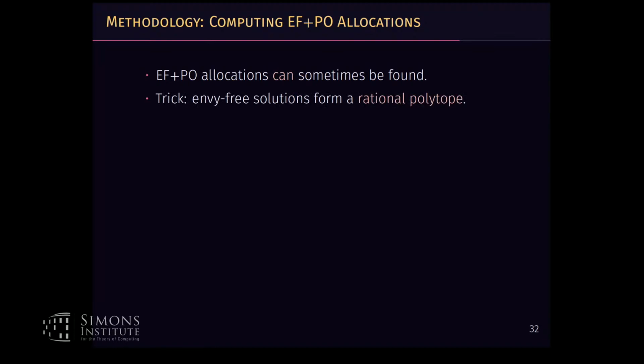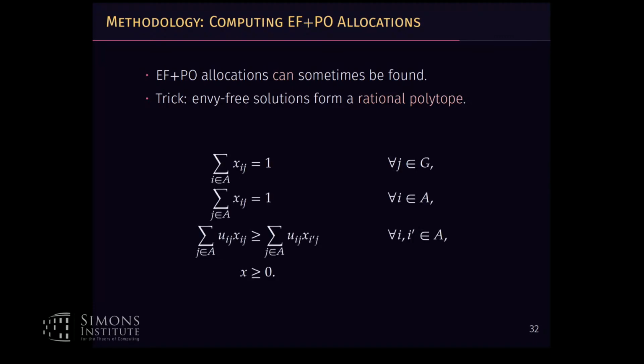But as a general meta result, for any matching market like this with linear utilities, there is a trick, which is that the envy-free solutions in general form a polytope. For example, in the case of a one-sided market where you have agents and goods, the set of all envy-free solutions is given by the matching constraints and additional constraints that say that no agent envies another agent.